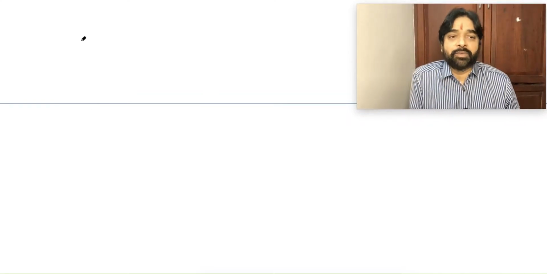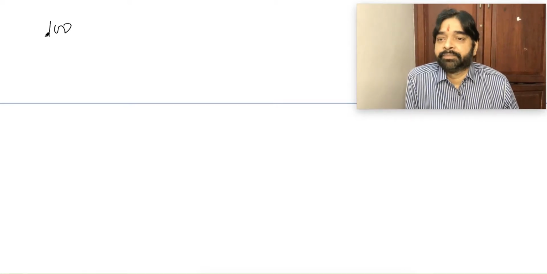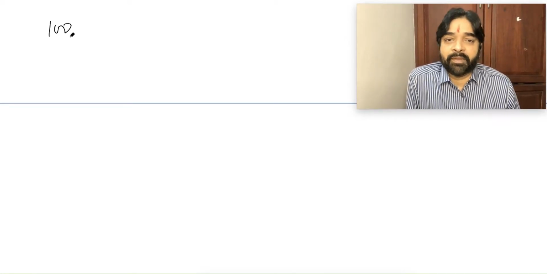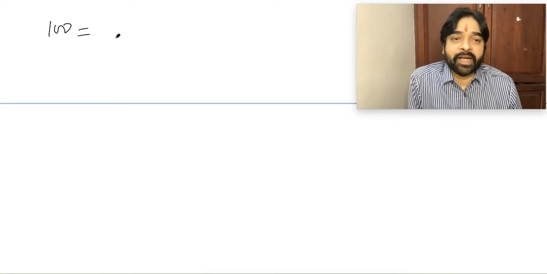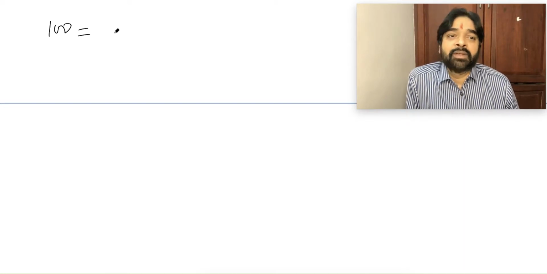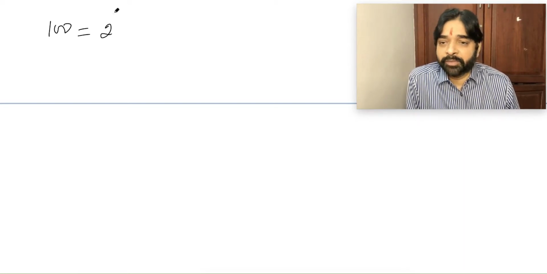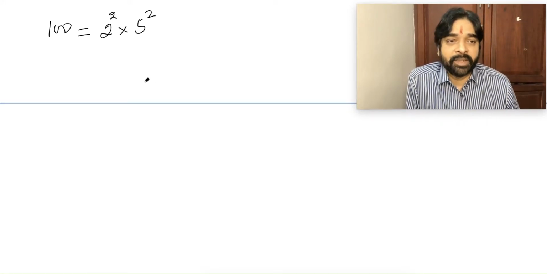Suppose somebody asks you, find the number of factors of 100. Chaliye. So 100 can be factorized in terms of prime numbers. 100 is 4 into 25. 4 we can write as 2 power 2, and 25 we can write as 5 power 2. Yes or no?